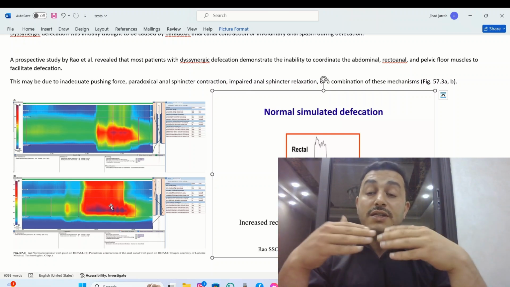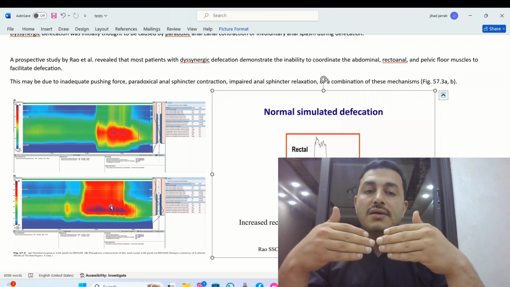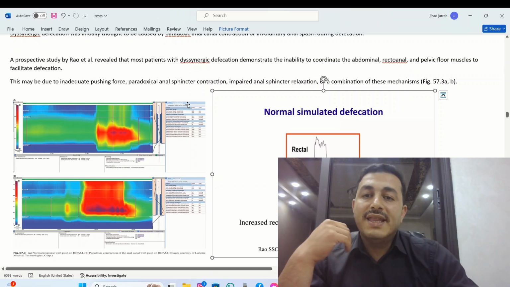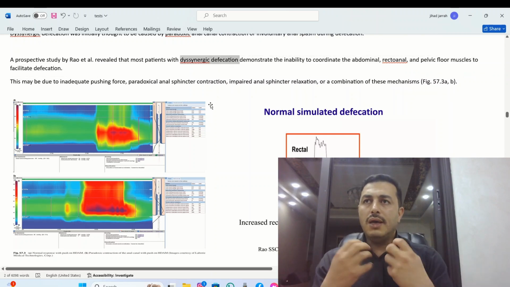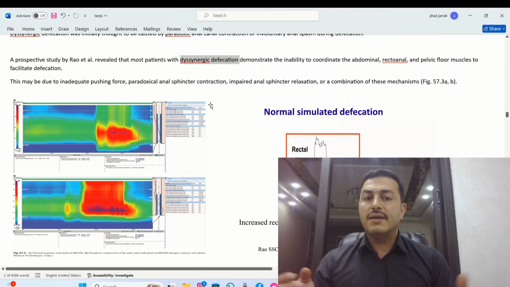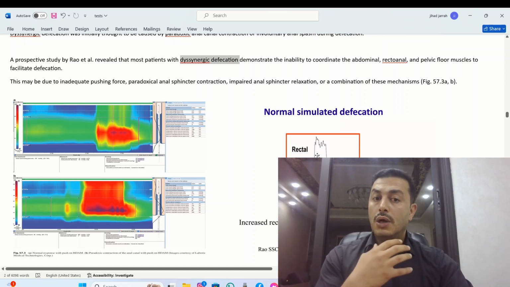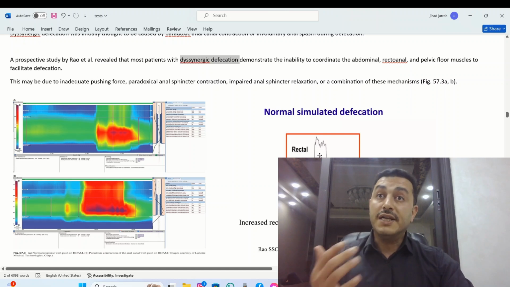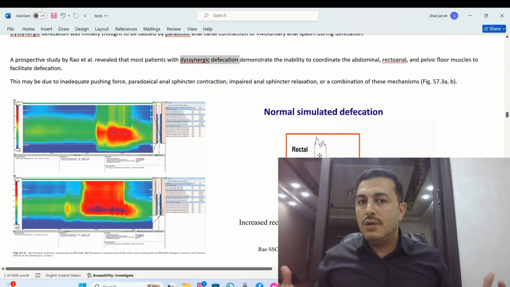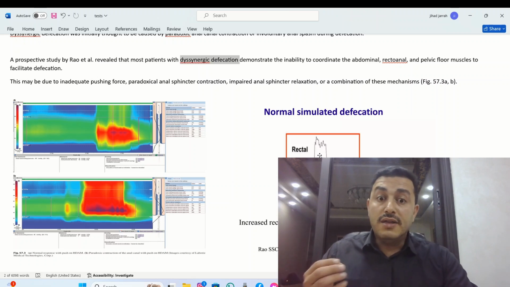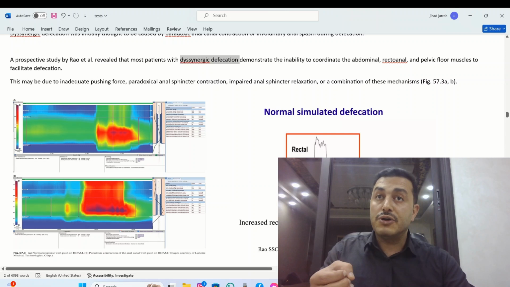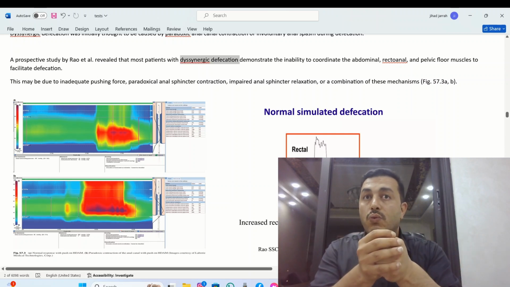mechanism. This will lead us to start talking about what we call the dyssynergic defecation, or inability to defecate, no power to defecate. We said that the rectal pressure should increase, so this is maybe due to non-increase of the rectal pressure. We have inadequate push, because of the increase in the intra-abdominal and pelvic pressure. Or this is maybe due to the anal pressure not relaxing.